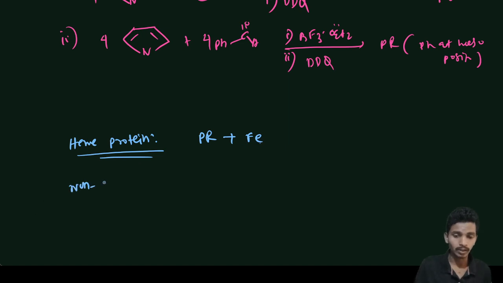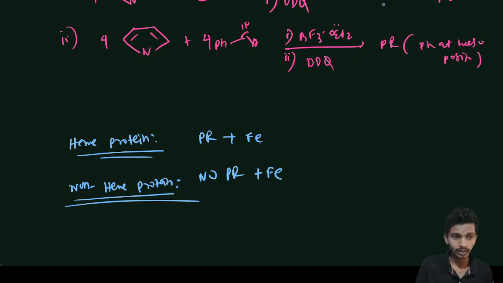And whenever we say non-heme proteins, here there is no porphine ring. No porphine ring plus Fe atom, this is called non-heme proteins. Okay, so that we will discuss in the next class. Today, that is all. Thank you.